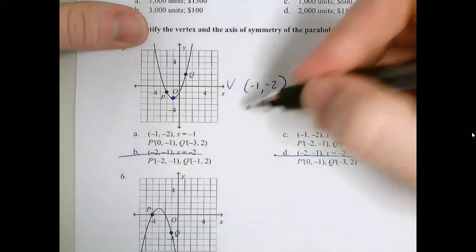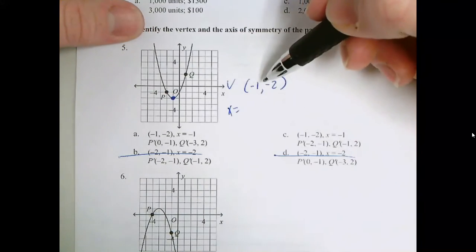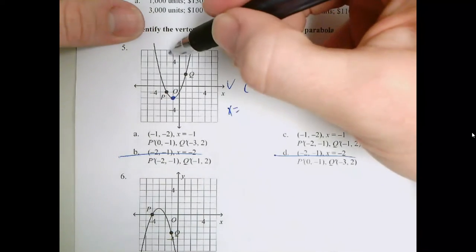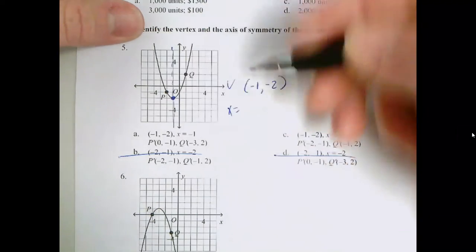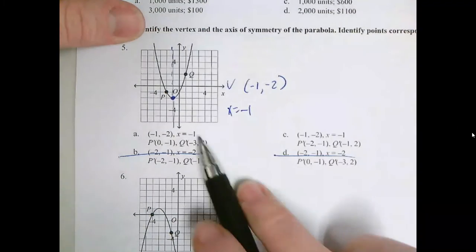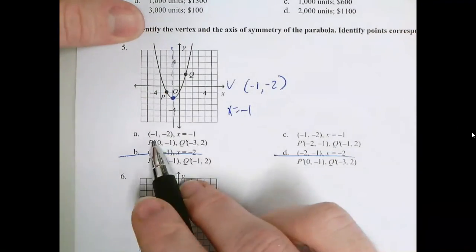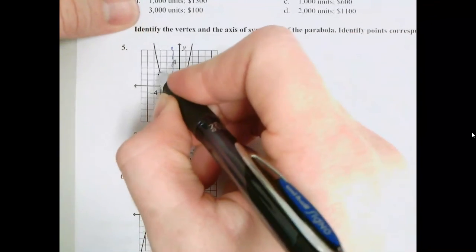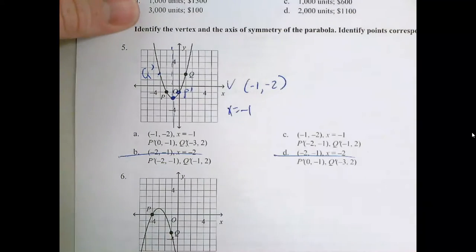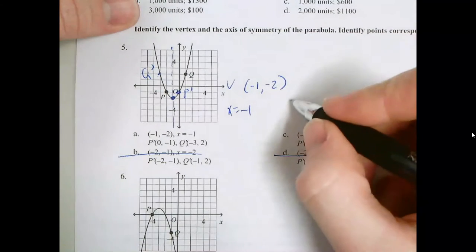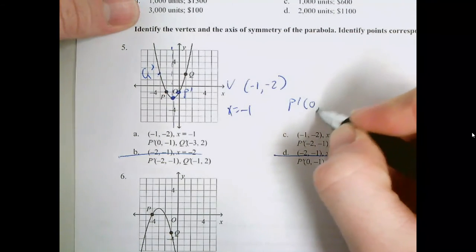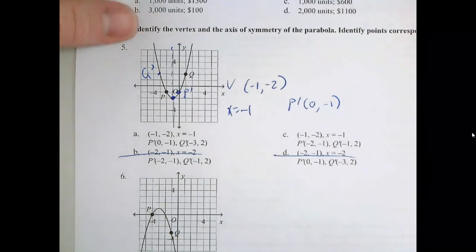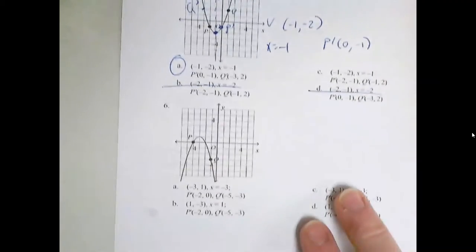And then your axis of symmetry would be whatever the x is on your vertex. So this would be x equals -1. Still can't eliminate any answers. And then P prime and Q prime would be a reflection across your axis of symmetry. So P prime looks like it is at 0, -1, which would make it answer choice A. Number 6, do it the exact same way.